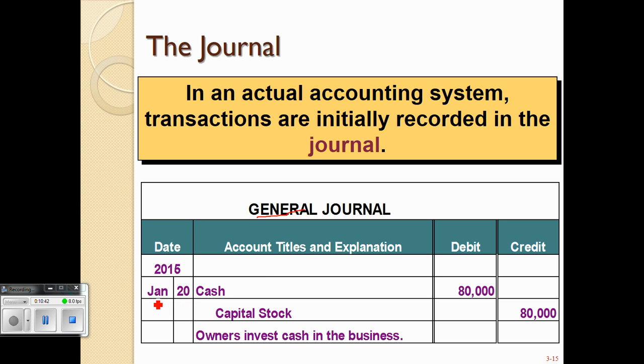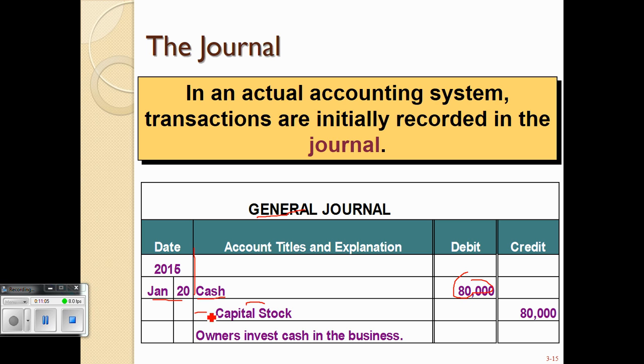You will always have the date on the far left. You'll always put the accounts you're debiting first. If there's more than one account, you'll list them first, at the far left. So in this case, when we sold that stock, we debited cash, and there's my debit for cash of 80 grand. And I am crediting my capital stock.